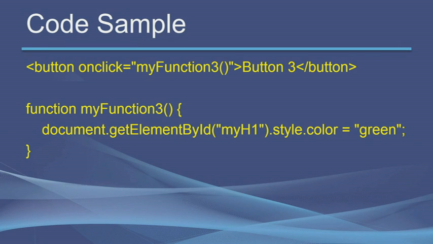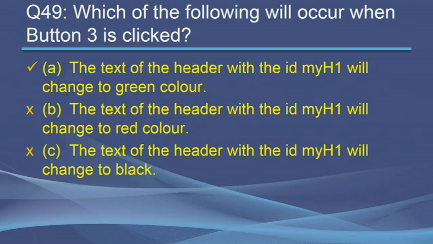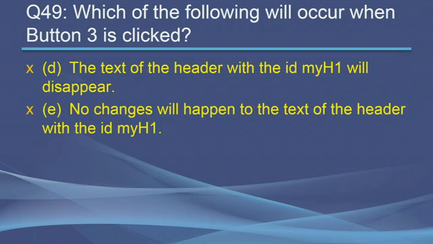And to answer the final set of questions, button on click myFunction 3 will basically do document.getElementById myH1 style color, which will now change to green. So when you click button 3, basically the text of header 1 with the ID myH1 will change to green. So that is the correct answer. So these are incorrect answers.